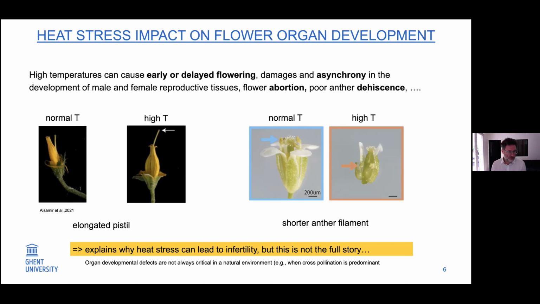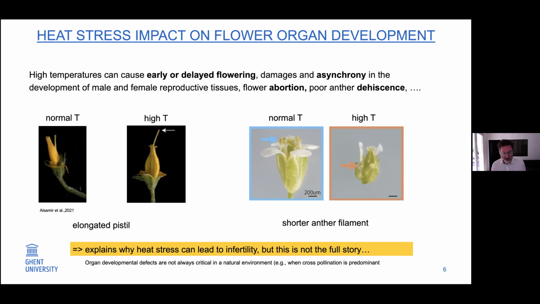Here I show you 2 examples, one a tomato plant that is sensitive to high temperature that produces elongated pistils, and an Arabidopsis example where the filament length in the anther is reduced upon high temperature. In both cases, these are plants that show auto-fertilization, they self, so you can imagine that there will be a much reduced fertility because of high temperature stress impact on the development of the pistil in tomato and the filament development in Arabidopsis.